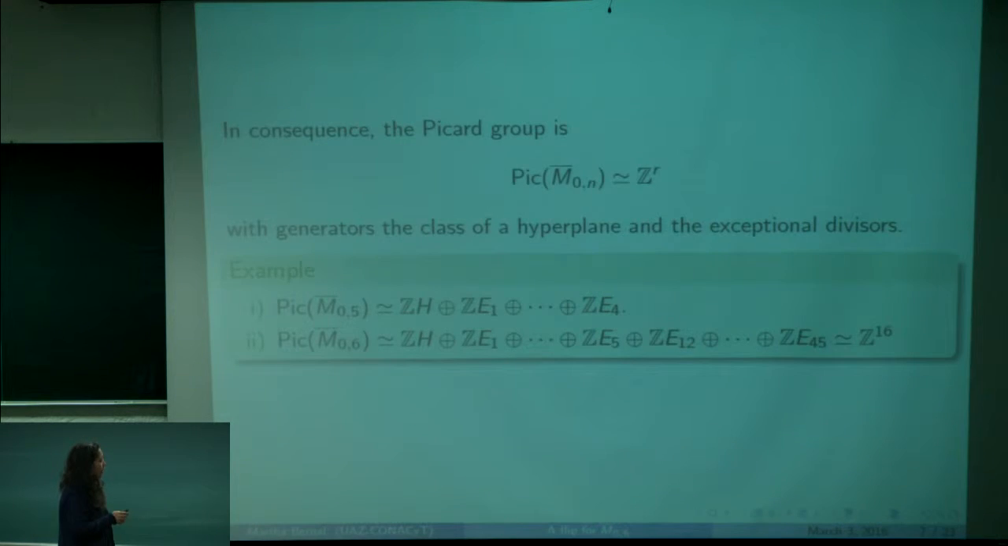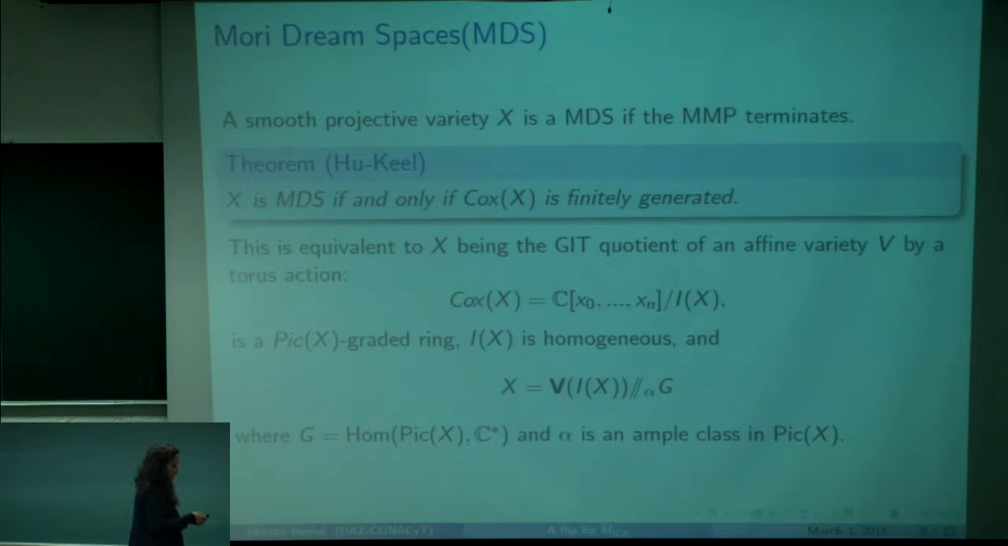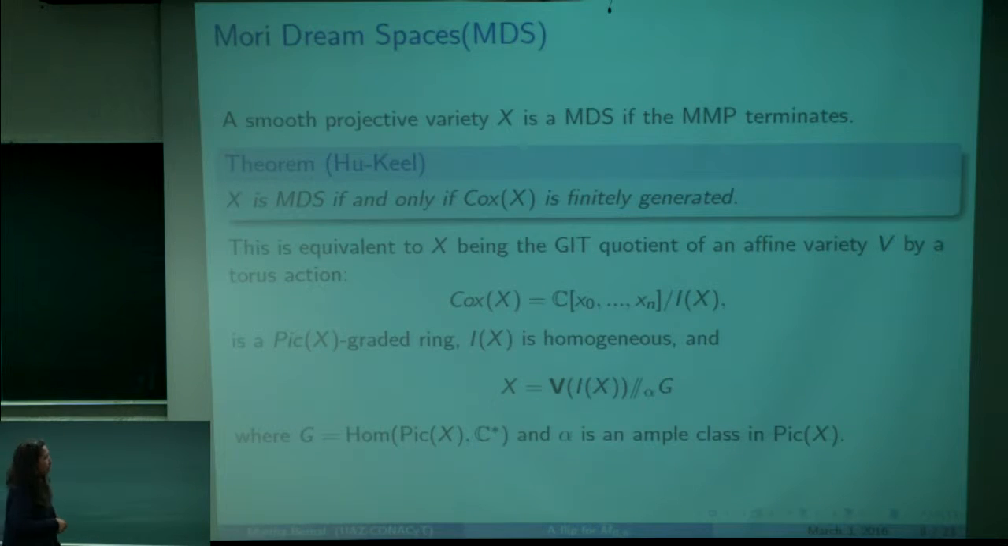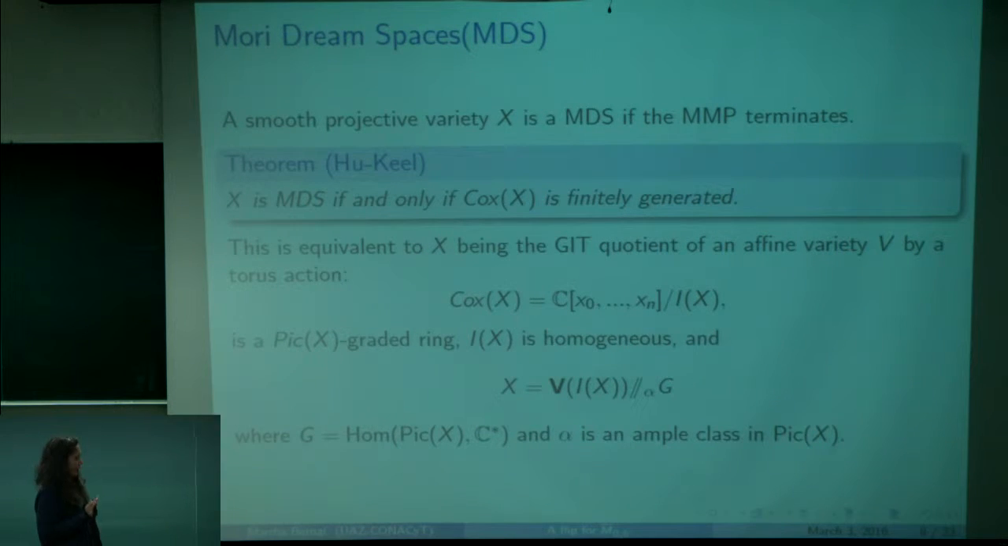Okay, that's what I need to know about M0,n bar for the moment, and then let me move to Mori dream spaces. So what's a Mori dream space? In this paper, Mori dream spaces and GIT, from Hu and Keel, I think, that's the title, not the authors.